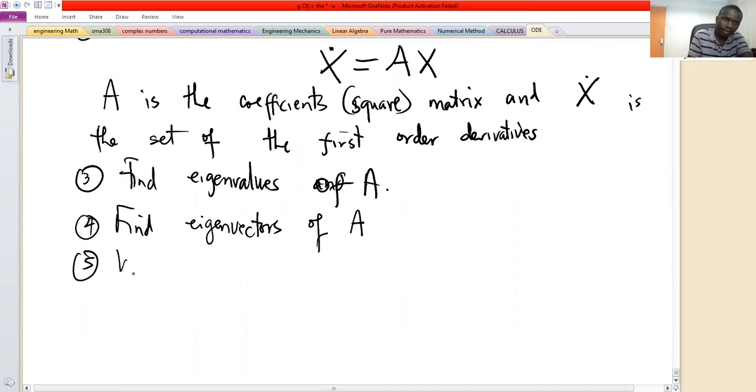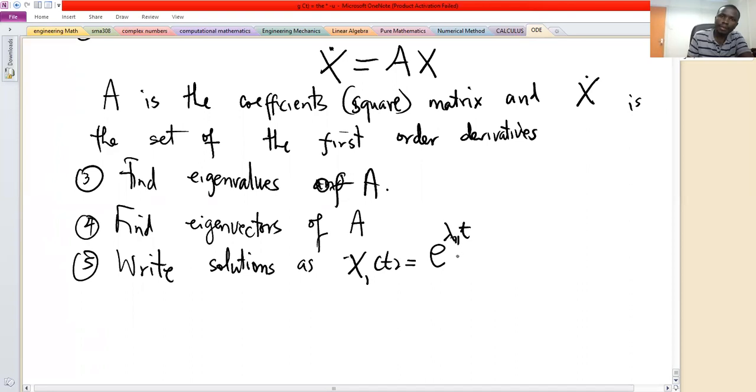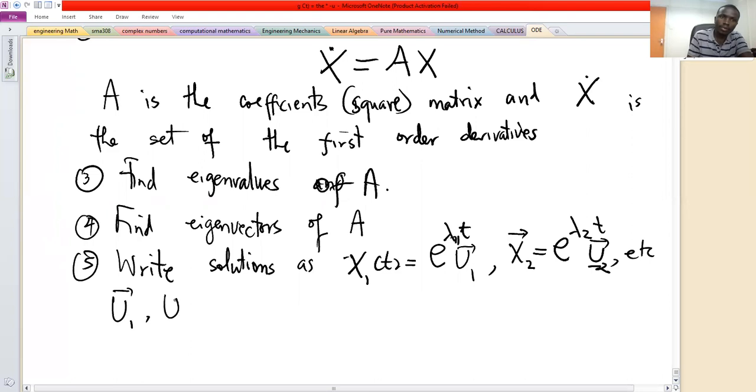And then 5, write solutions as x1 of t is given by e raised to the power lambda 1 t u1, x2 is given by e raised to the power lambda 2 t u2, etc., where u1, u2 are the eigenvectors.